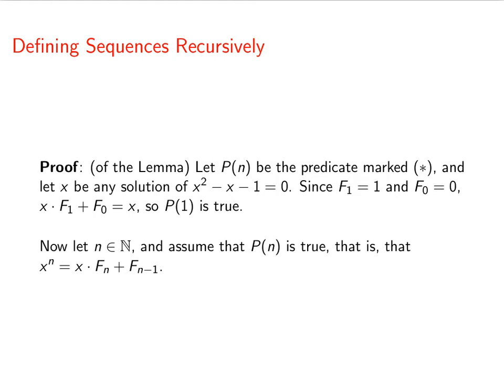All right, now we'll go on to the inductive step. Let's let n be a natural number, and we'll assume that P of n is true. That is, we're going to assume that x to the n is equal to x times f n plus f n minus 1. We want to show now that P of n plus 1 is true. That is, we want to show that x to the n plus 1 is equal to x times f n plus 1 plus f n.